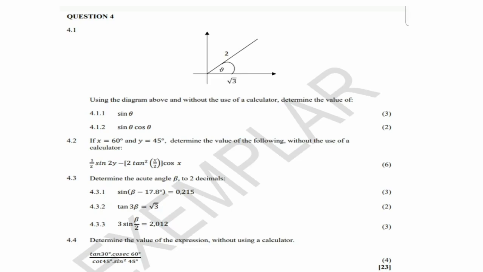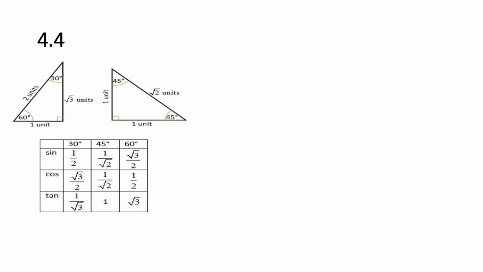Now 4.4 says determine the value of the expression without using a calculator. So what are we given there? We want to make use of this table here of special angles. Then looking at tan 30 degrees here, let's check. This is tan 30 degrees, and bear in mind that this will not appear in your formula sheet, so you'll have to know this table, right? You'll have to find a way to memorize this table so that you know all the values here. Tan 30 degrees gives us 1 over root 3.